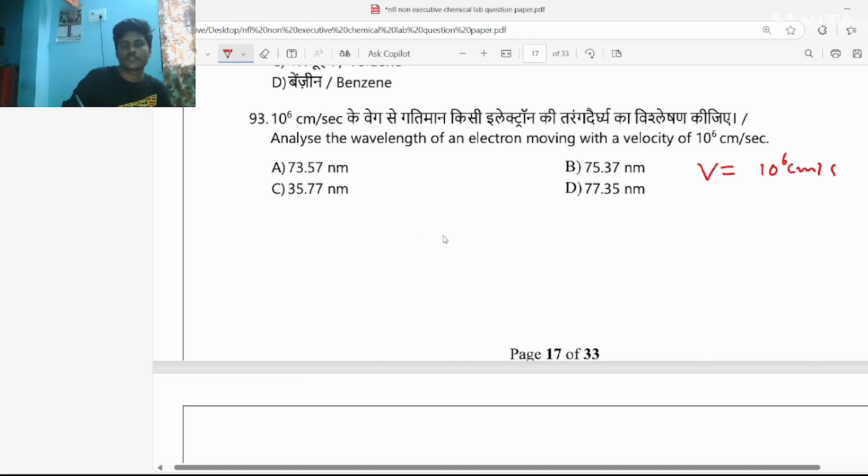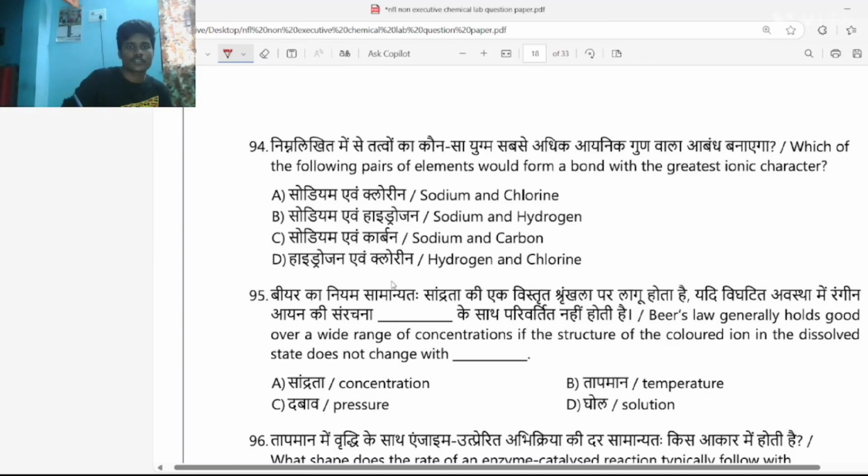Next question. Which of the following pairs of elements would form a bond with the greatest ionic character? Greatest ionic character is nothing but more electronegativity difference, right? So option sodium and chloride. Sodium chloride is an ionic compound, we know. Option A is the correct answer. Just check out all the other options also. You can easily get the answer.